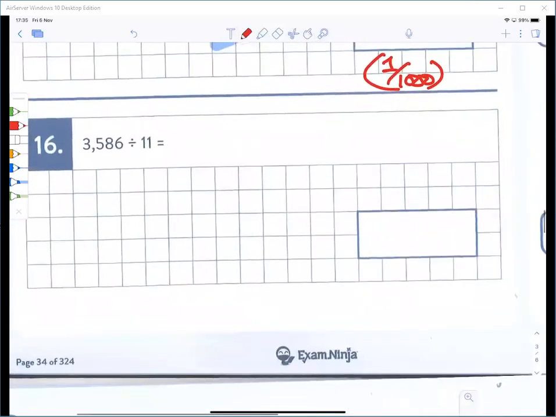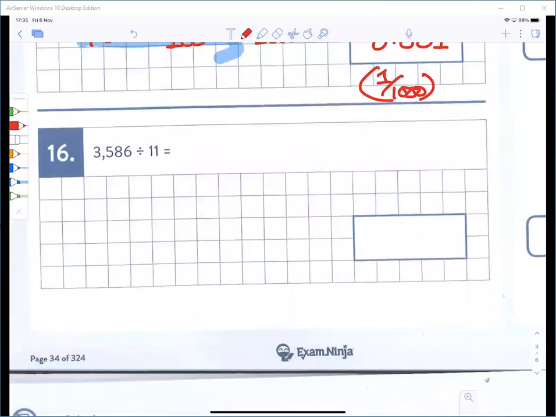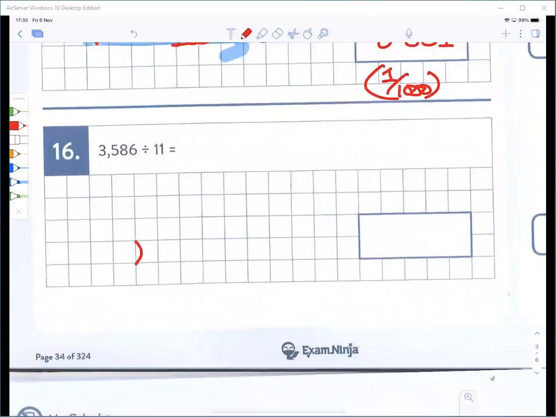3586 divided by 11. So how do we set this question up? So we have a bus stop. What goes over here? 11. That's the number that we're dividing by that goes outside. What number goes here? 3,586. Okay, beautiful. Right, let's have a look now.